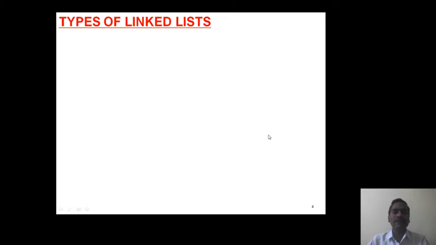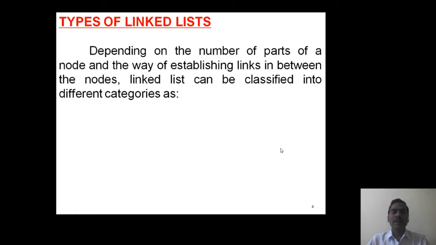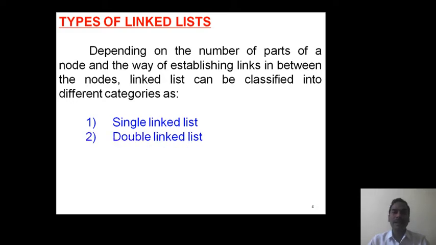What are the different types of linked lists? Based on the number of parts in a node and the way of establishing links between the nodes, linked lists can be classified into four categories: single linked list, double linked list, circular linked list, and header linked list.